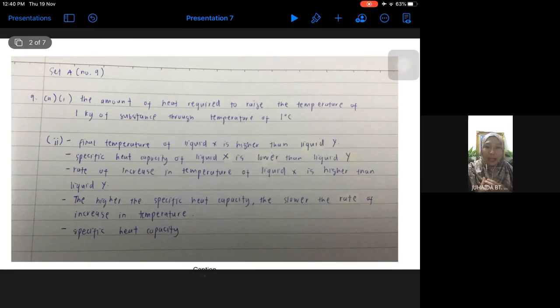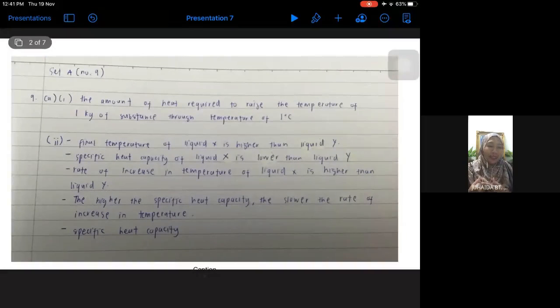Maksudnya dia perlu dipanaskan, betul? So, bila dia dipanaskan, haba yang dibekalkan adalah sebanyak 2,200 joule of heat energy. Barulah 1 kg liquid Y ini akan naik suhu dia sebanyak 1 darjah Celsius. Faham tak? So now, this is the different amount of heat energy, betul? Satu 1,200 joule, satu lagi ialah 2,200.